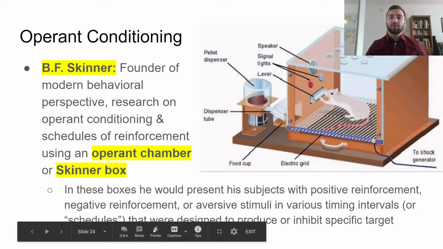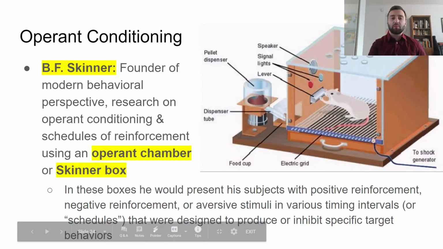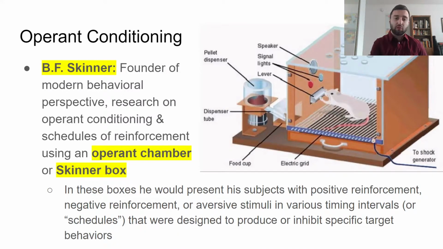I'm just going to read this bottom piece for you. Sorry, I just covered it up. It says, in these boxes, he would present his subjects with positive reinforcement, negative reinforcement, or aversive stimuli in various timing intervals or schedules. Now, again, we're going to talk more about what the schedules are a little bit later, when we get closer to the end, that were designed to produce or inhibit specific target behaviors.